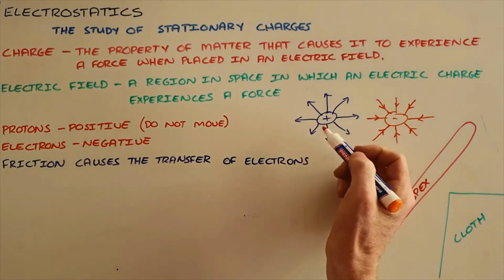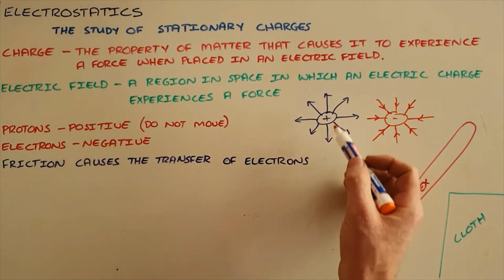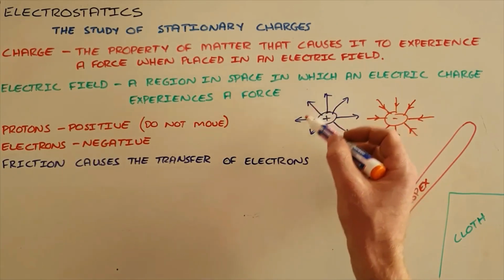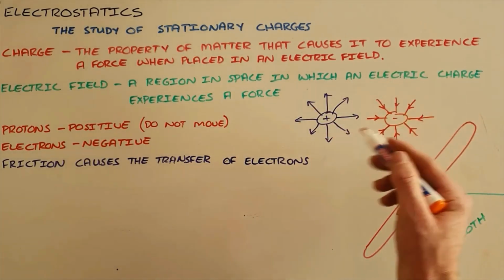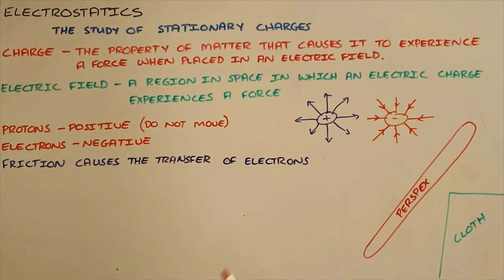object in which another charged object would experience a force, and we can show that with an electric field pattern that shows the region around this positive charge where other objects would experience a force, and the same with this pattern around the negatively charged object. What's important to see here is that charges are able to move.